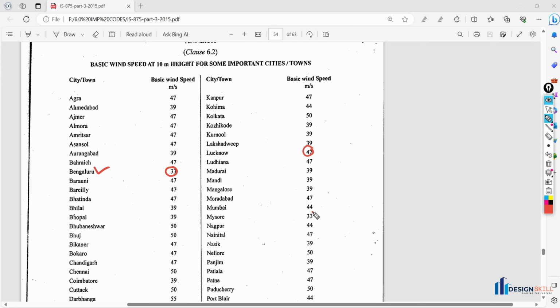For Mysore we have 33. So like that, for the different cities which you're designing, you see what the wind speed is for particular cities or towns. This is a very important thing that we have to know before starting the wind load design. Now let us move to the slide.